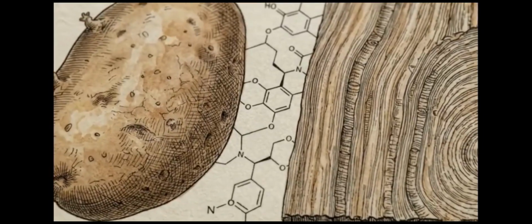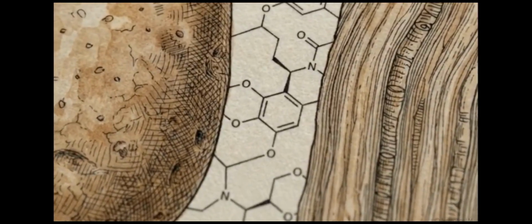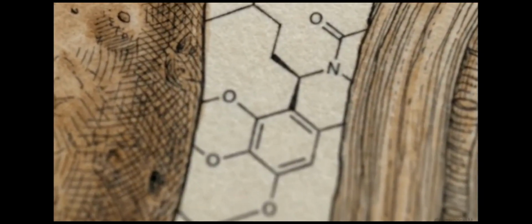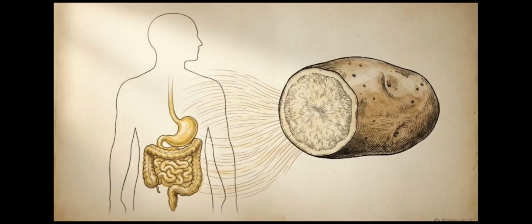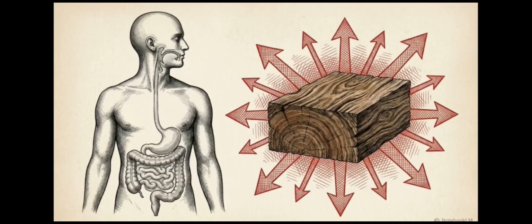Look at a raw potato and a block of wood. If you strip away the macroscopic textures and zoom down to their molecular foundation, you will find the exact same repeating chemical structure. Yet, if you eat the potato, your body will readily extract enough metabolic energy to keep you alive. If you try to eat the wood, you will starve to death, unable to digest a single calorie of it.